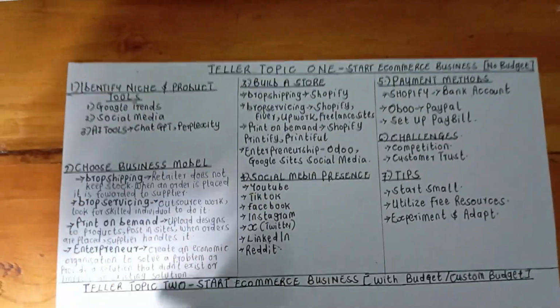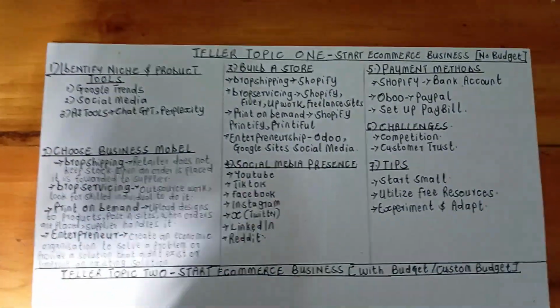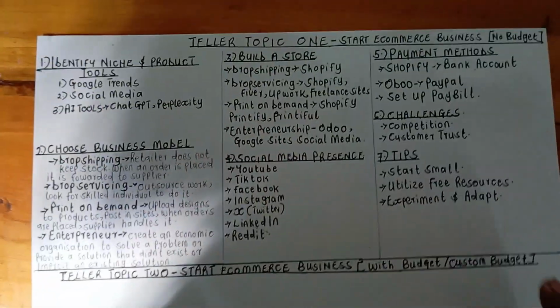So we're done with Google Trends. Now number two, it's social media. That one you can just go to Instagram, go to YouTube, go to Facebook.